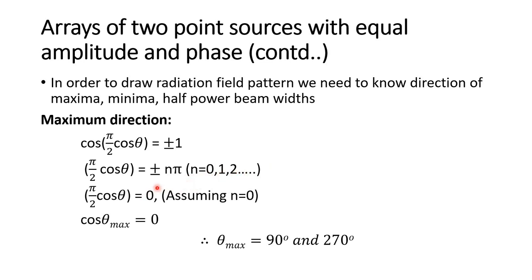Initially we have to find the major lobe, so we are assuming n equal to 0. If this is equal to 0, pi by 2 cos theta will be equal to 0. Since we are finding the maximum direction, or the major lobe, we have cos theta max is equal to 0. So theta max is equal to cos inverse of 0. Cos inverse of 0 is 90 degree and 270 degree. So the maximum direction, or the major lobe direction, we have found to be 90 degree and 270 degree.